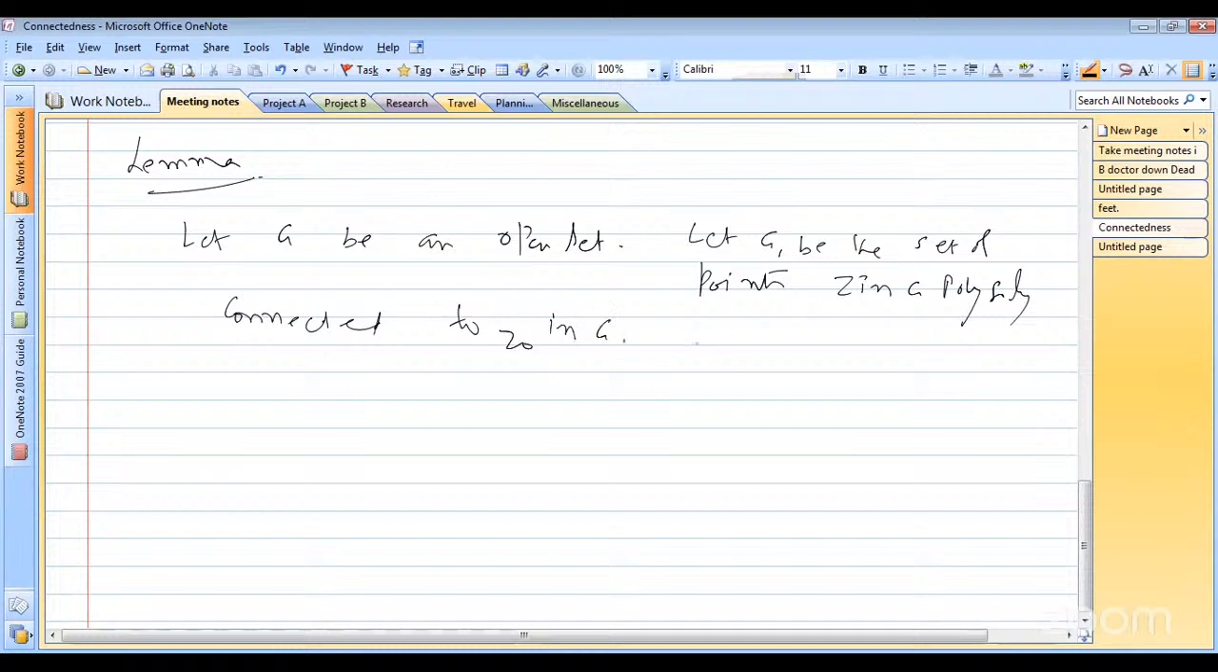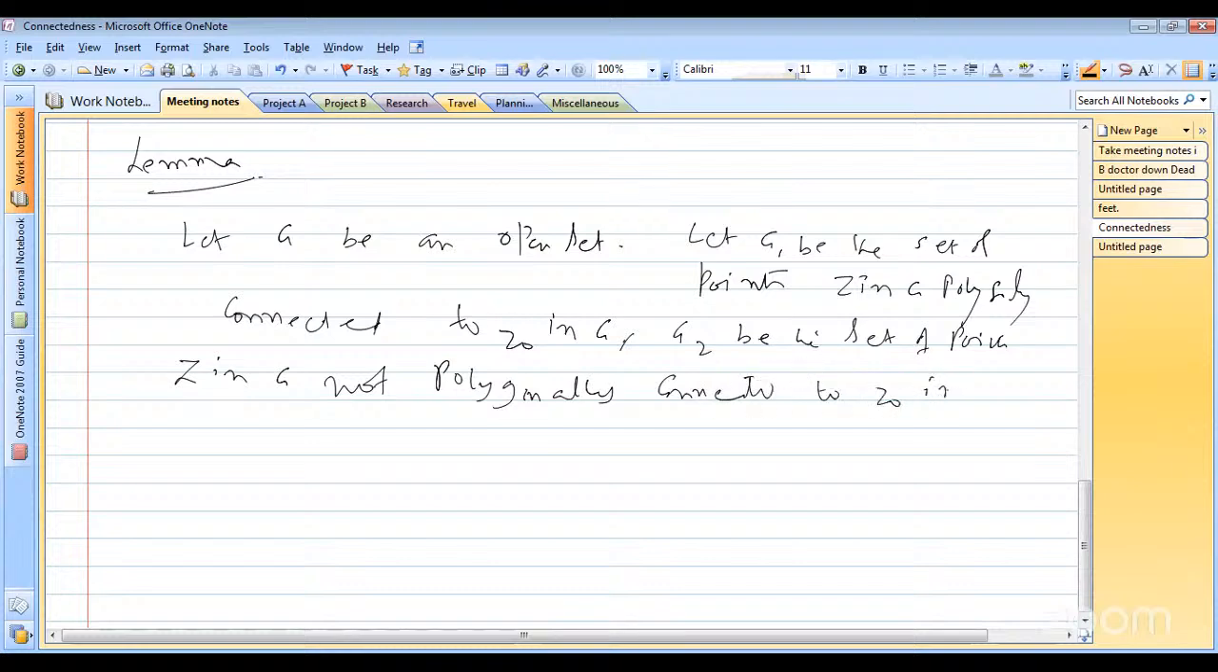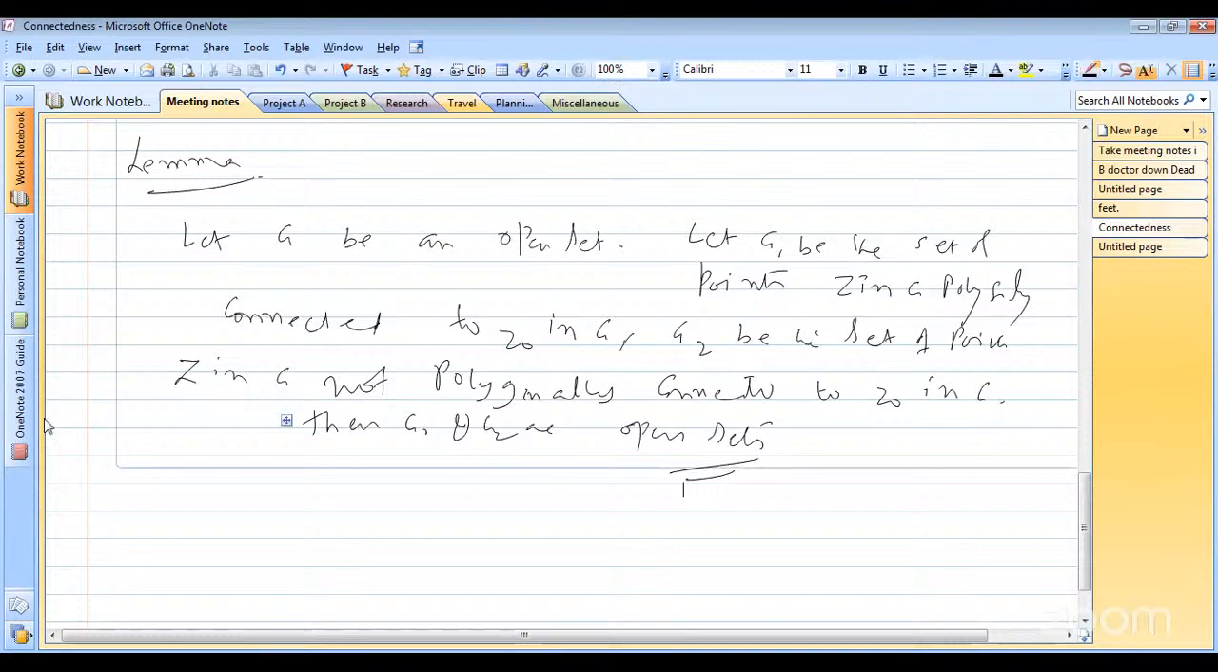So therefore, let G2 be the set of points Z in G not polygonally connected to Z0 in G. Then G1 and G2 are open sets. What is the meaning of polygonally?